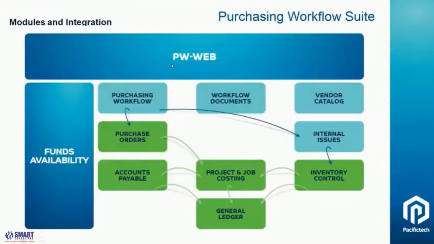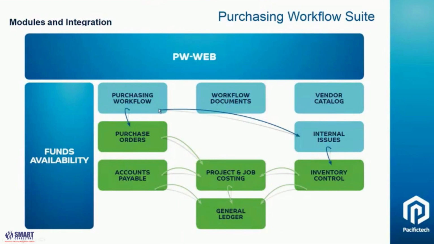Right, so now if we move to this next slide, this is looking at the purchasing workflow suite specifically. You can see the green boxes of the Sage 300 modules: general ledger, accounts payable, purchase orders, inventory control, project and job costing. Those are the Sage modules, and with our purchasing workflow suite, the blue boxes are the different options. The core module is purchasing workflow.